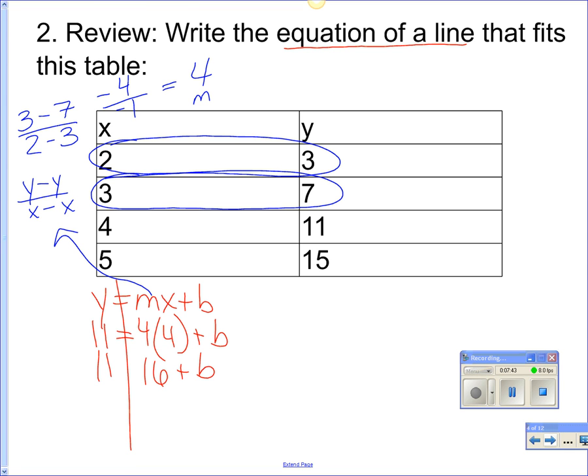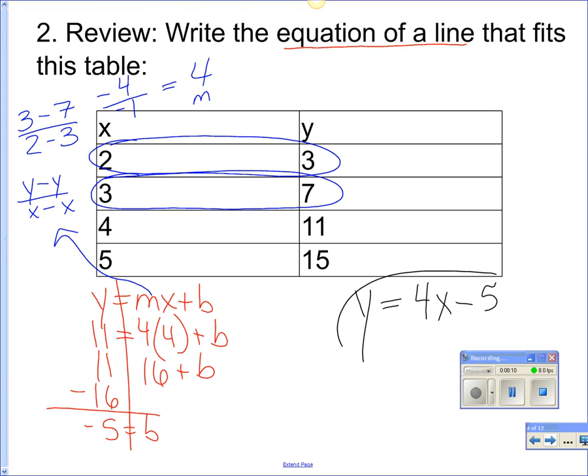Haley, what am I going to do next? Good. So it becomes -16. Allison, what does that give you? -5. Okay. All right, Chad, how do you write your final answer? -5. Okay. Y equals 4x minus 5. Raise your hand if you have a question.